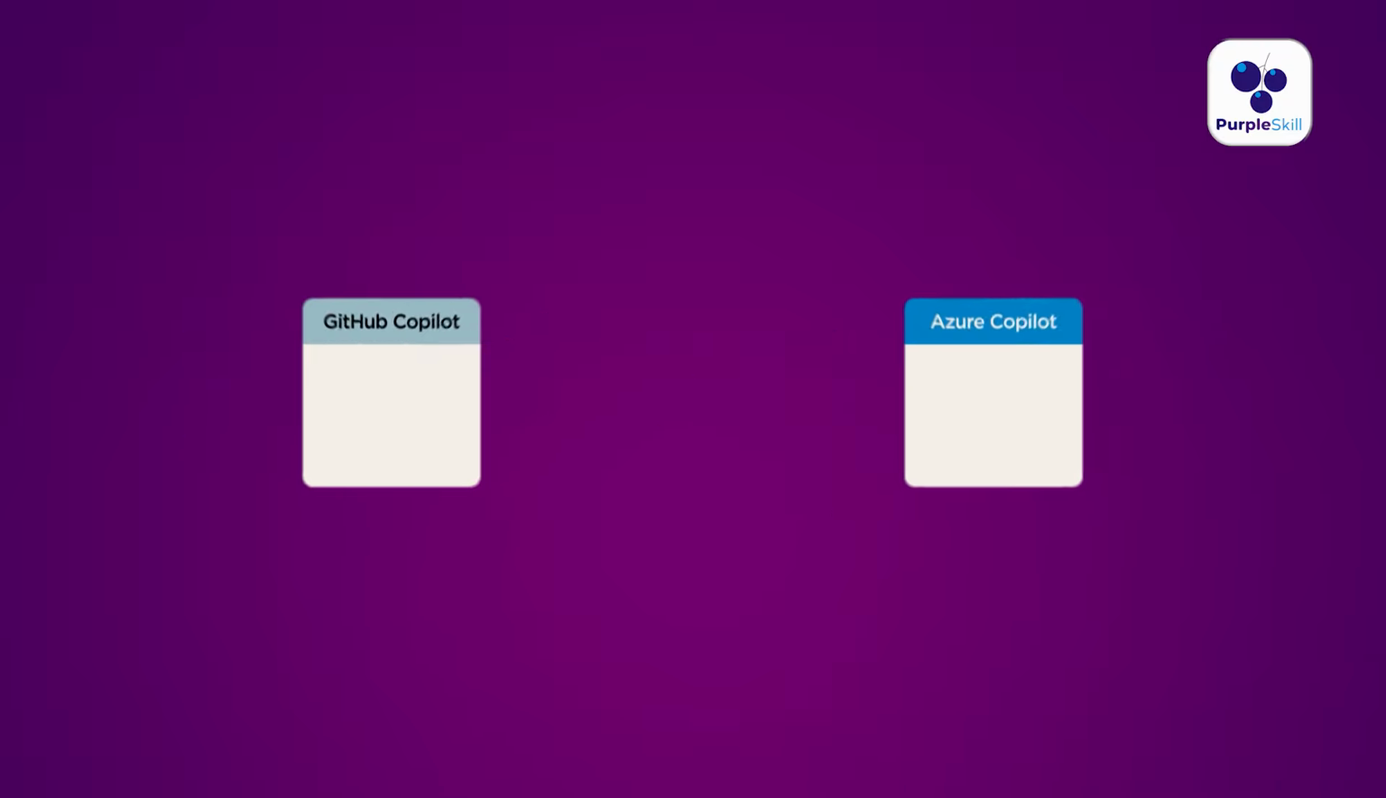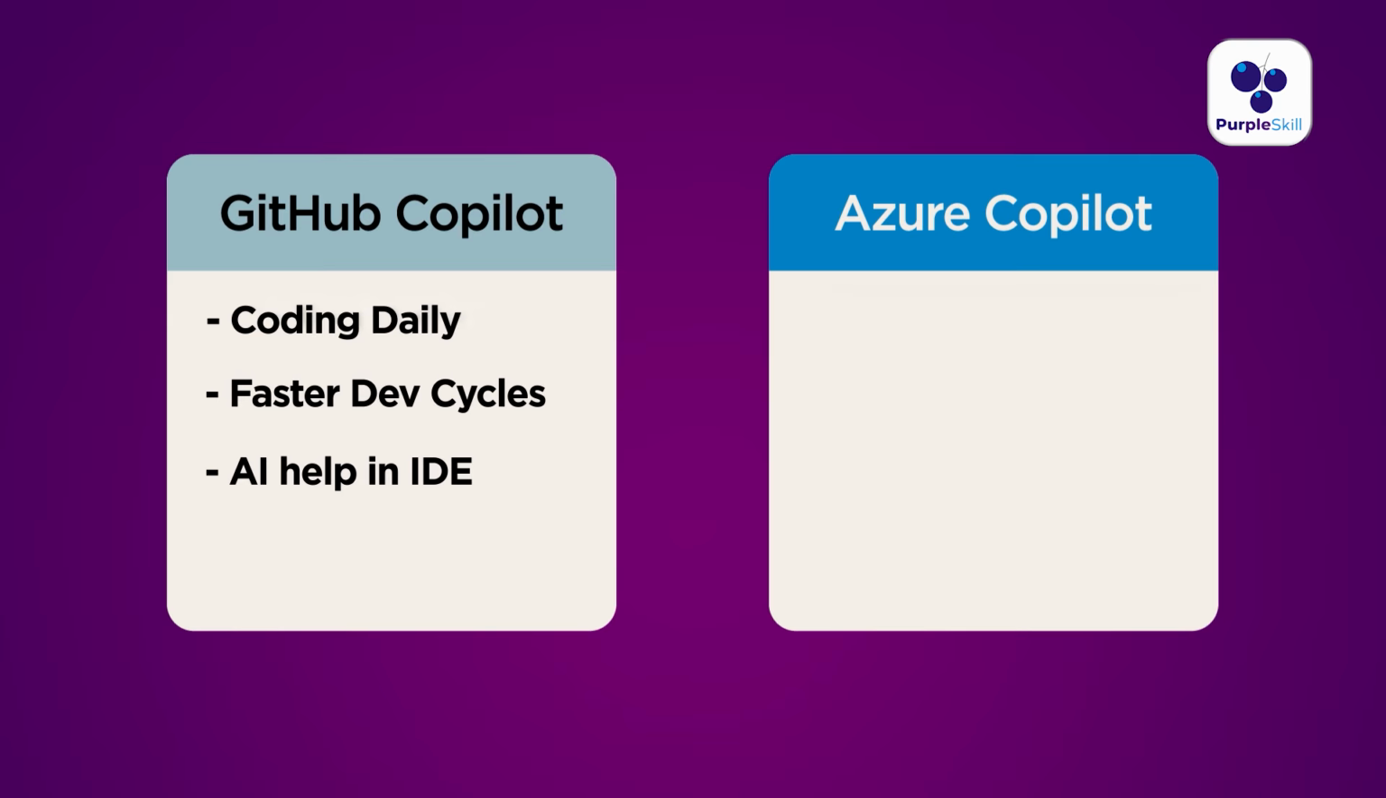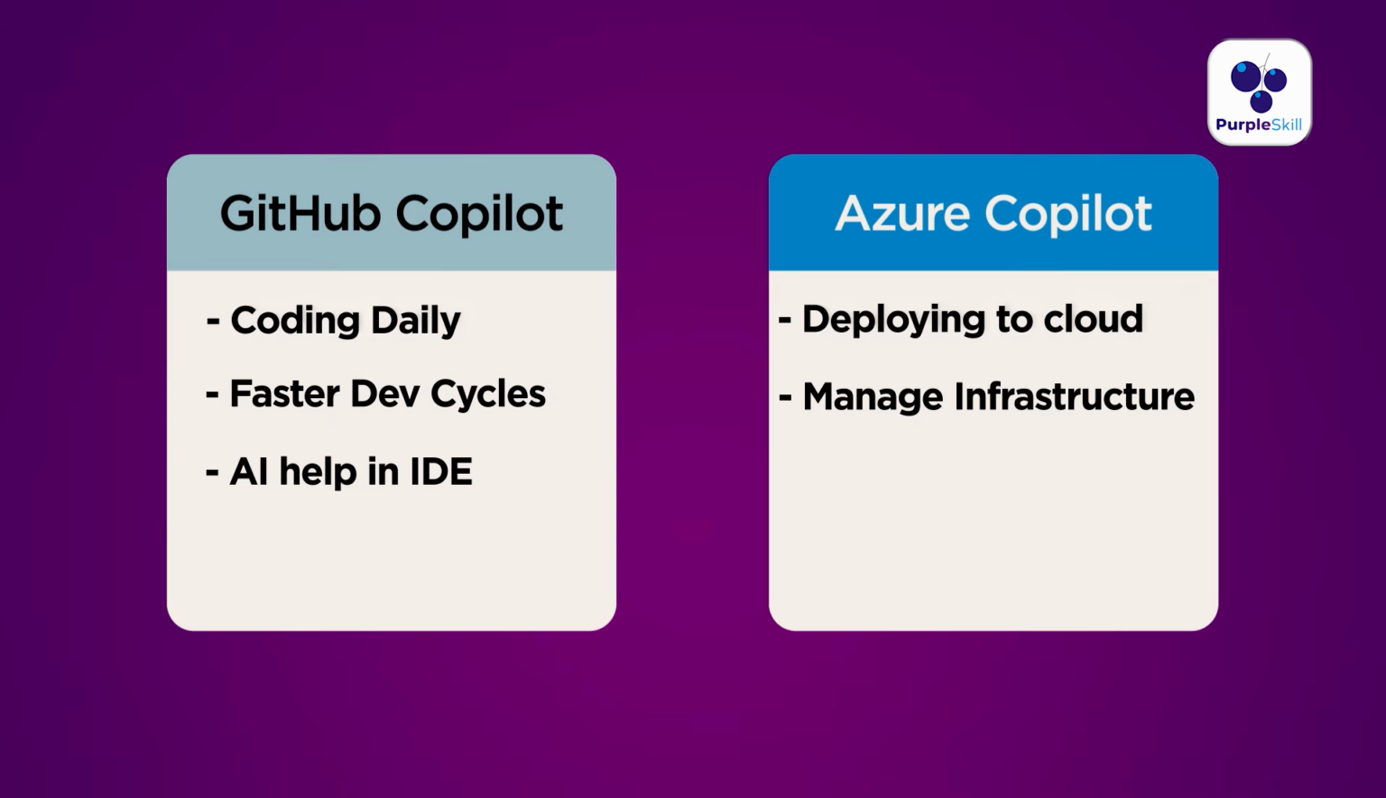So which one should you select? You can use GitHub Copilot if you are coding daily, you want faster dev cycles, and you need AI help in your IDE. While you can go for Azure Copilot if you are deploying to the cloud, you manage infrastructure, and you want guidance on Azure-based practices or cost.